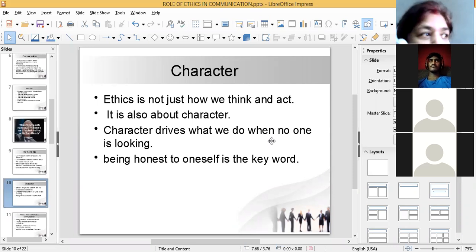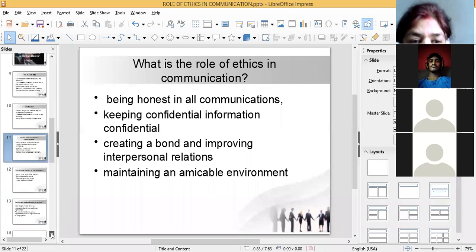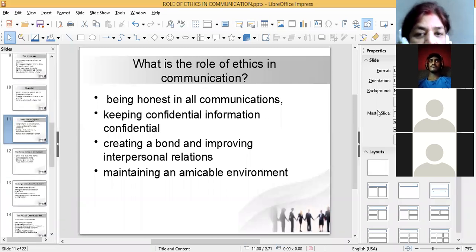If you're honest to yourself, if you're honest to your organization, if you're honest to the people around you, honesty is the keyword. And the role of ethics in communication, we already have that. Being honest in all communications. It's not that you'll be honest with one person and dishonest with somebody else. You listen to Mr. X and you will not listen to Mr. Y.